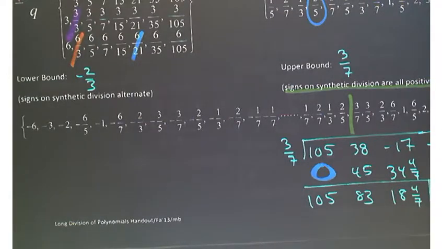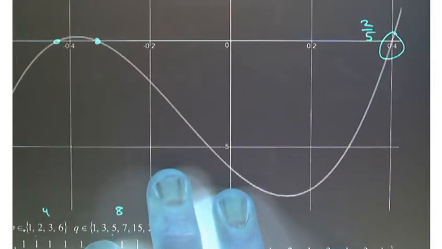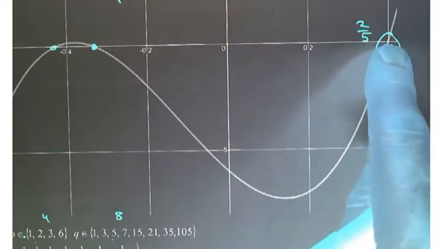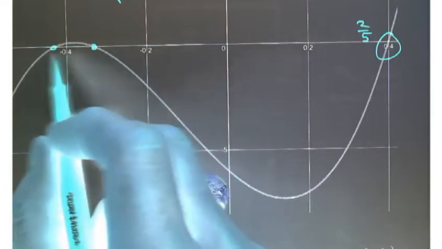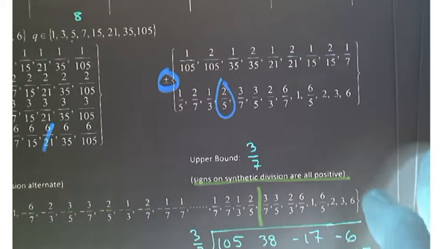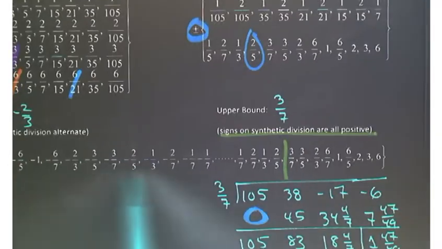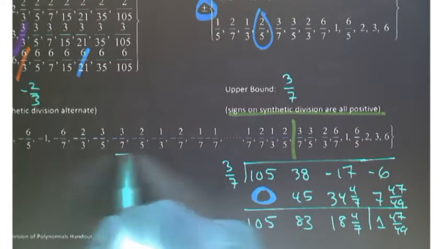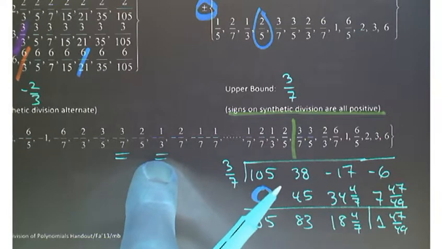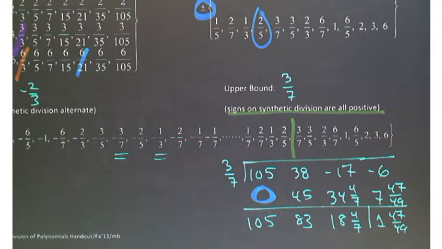Let's get back to the problem, though. We know that 2/5 is a root. What else looks like it could be a root? Well, something near a negative 2/5. So, take a look at our choices here. Something near negative 2/5, I got a couple of values that present themselves, negative 1/3 and negative 3/5 and negative 3/7. So, which one's the right one?